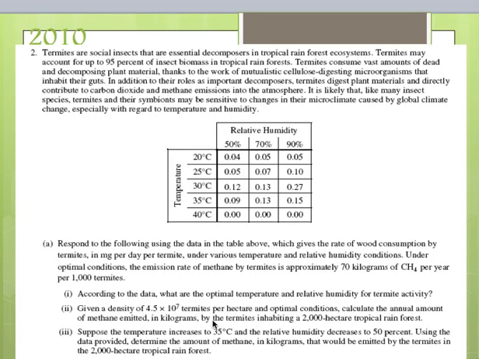Okay, let's look at a different word problem. So this was a word problem from 2010. It says termites are social insects that are essential decomposers in tropical rainforest ecosystems. Termites may account for up to 95% of insect biomass in tropical rainforests. Termites consume vast amounts of dead and decomposing plant material thanks to the work of mutualistic, cellulose-digesting microorganisms that inhabit their guts. And I can't help but break this down a little bit.